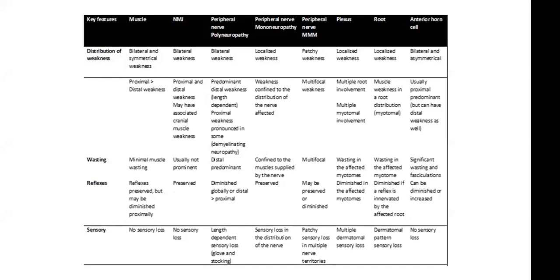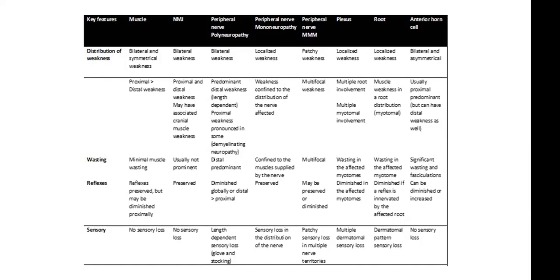Fine. Okay. Third thing. Peripheral nerve. Now there are various patterns of peripheral nerve lesions. One type is a polyneuropathy. Polyneuropathy means multiple nerves involved. Mononeuropathy means one nerve involved. Mononeuritis multiplex means just a patchy involvement of many nerves.